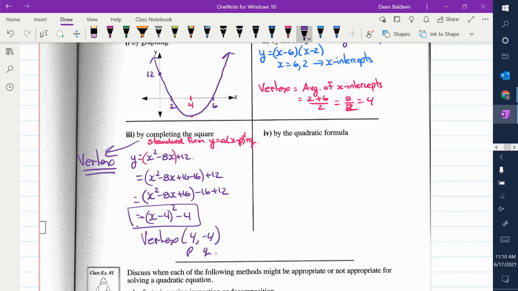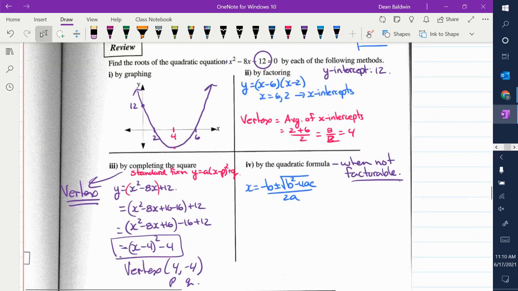When do you use the quadratic formula? When it's not factorable. I mean, the reality is you could use it all the time if you don't like factoring, because the quadratic formula will work. So we'll use it on this just to show you. So remember the quadratic formula is negative b plus or minus the square root of b squared minus 4ac, over 2a. And remember, it goes a, b, c.